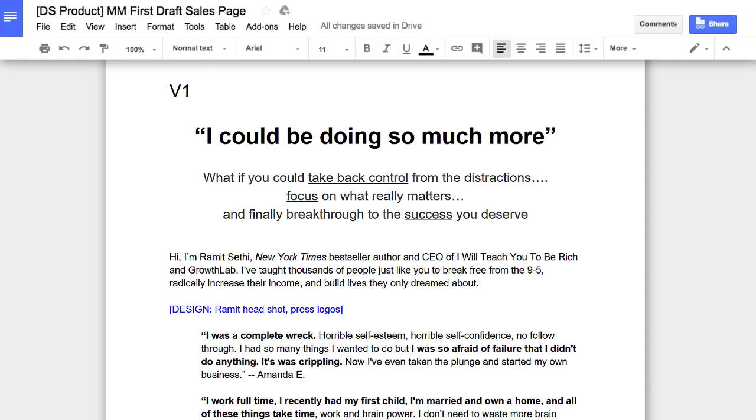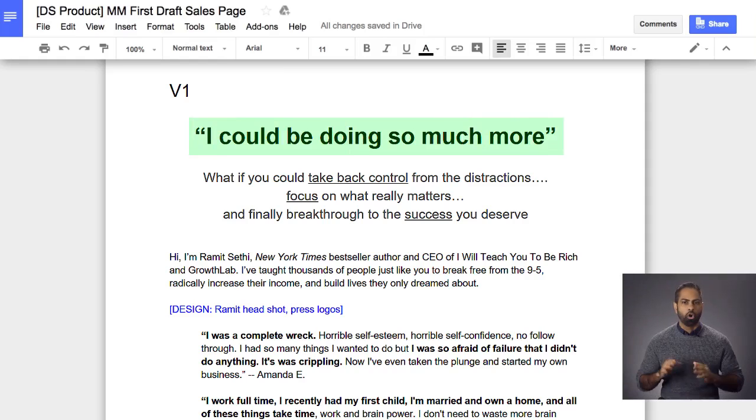Step 1, grab the reader's attention. I could be doing so much more. The headline is always responsible for the first element, grabbing the reader's attention and making them read on.